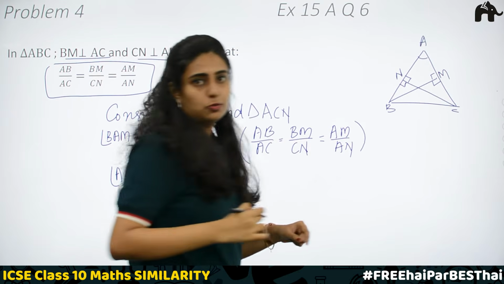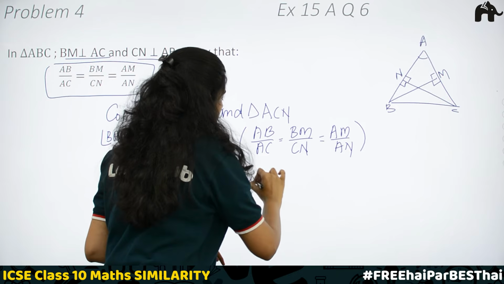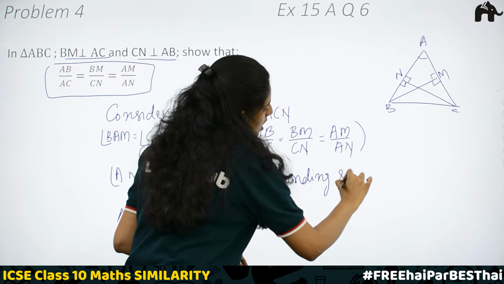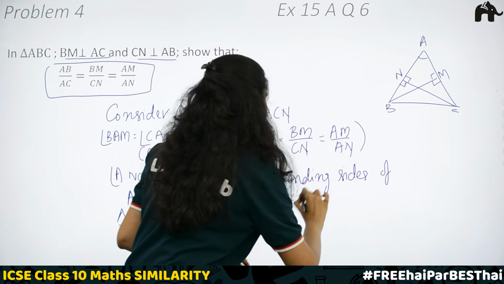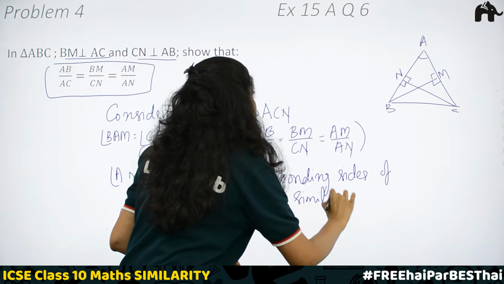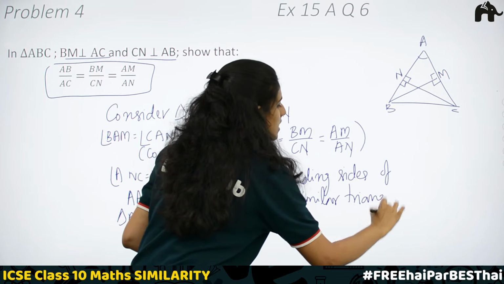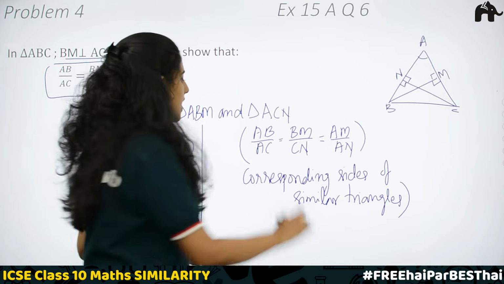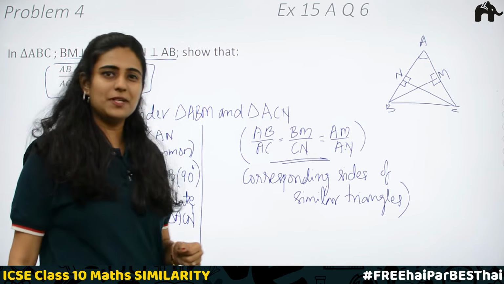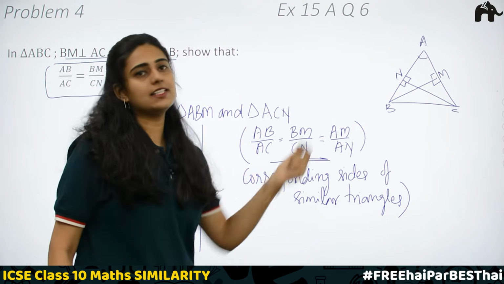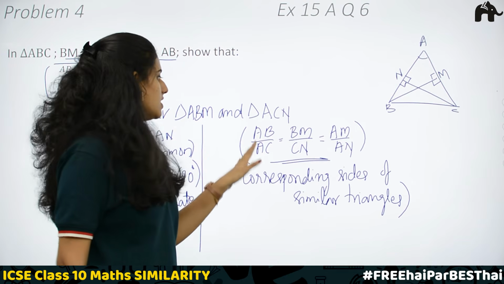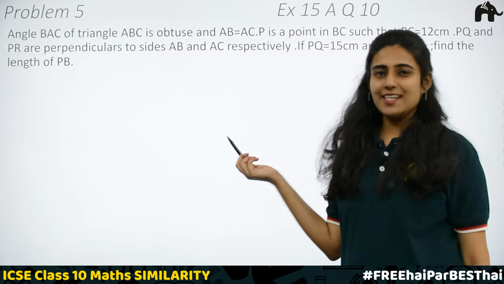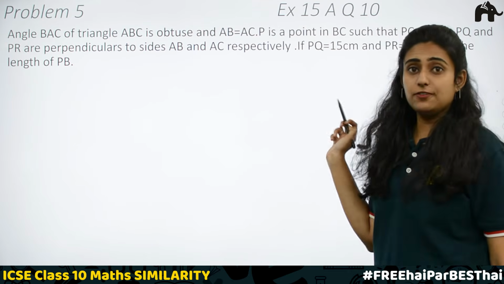This is what we needed to prove, and this is because corresponding sides of similar triangles are in the same ratio. We are taking the ratio of the corresponding sides of similar triangles. Hence, we can prove this. Simple, right? We just had to prove these two triangles are similar. After proving they are similar, we just conclude that the ratio of the corresponding sides will be equal. Next, problem 5, question 10 of exercise 15A.